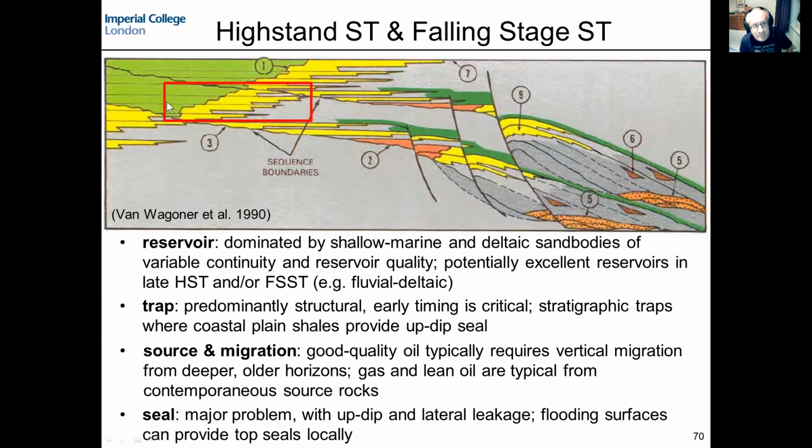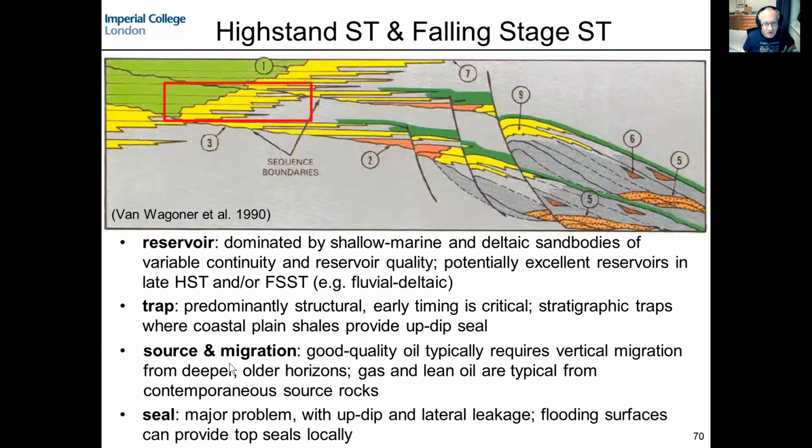Although these sand bodies do pinch out into coastal plain deposits, those coastal plain deposits will be a mixture of shales, but also sandstones. These units also pinch out in a seaward direction into offshore shales, although again, that's a gradual change from sandstone to silt to clay as we move progressively offshore. So predominantly we're thinking about structural traps in here, not purely stratigraphic traps.